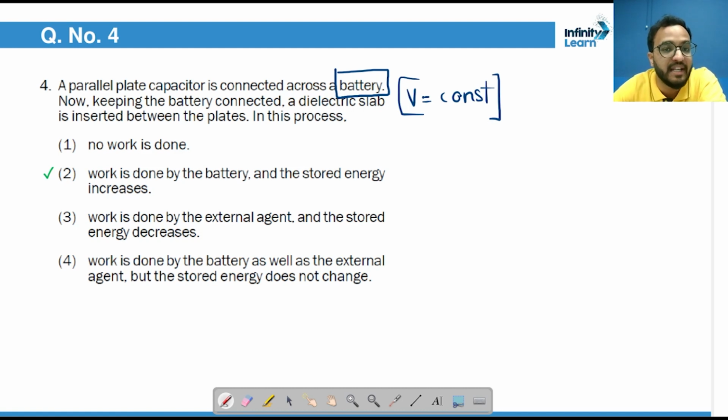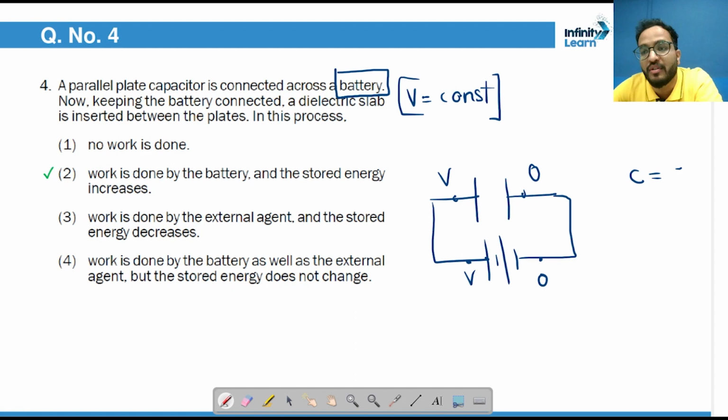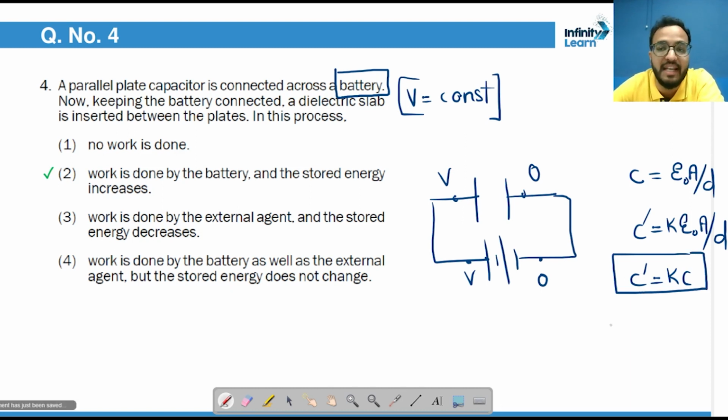Now keeping the battery connected, a dielectric slab is inserted. Absolutely. So what is happening here? A dielectric is being inserted, and this battery is already connected, so it is going to maintain this common potential here. If initially the capacitance was C equals epsilon naught A by D, we already know that the new capacitance will be K epsilon naught A by D. So C dash will be equal to KC. So capacitance will be K times C. Do you understand this? Yes.